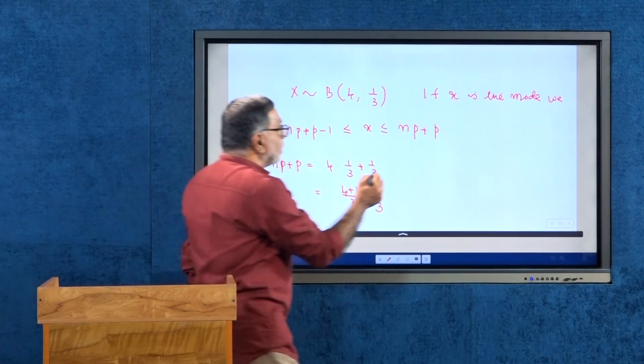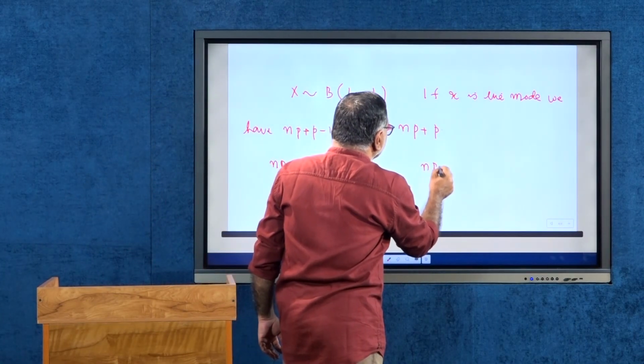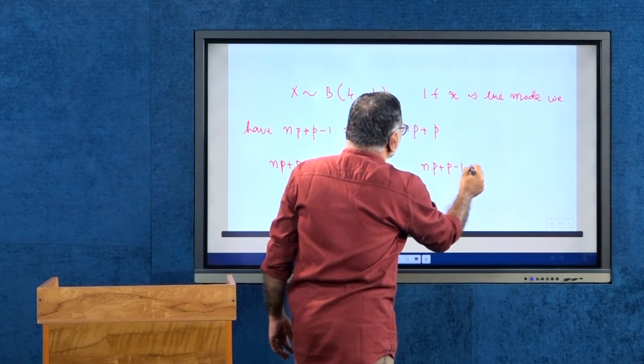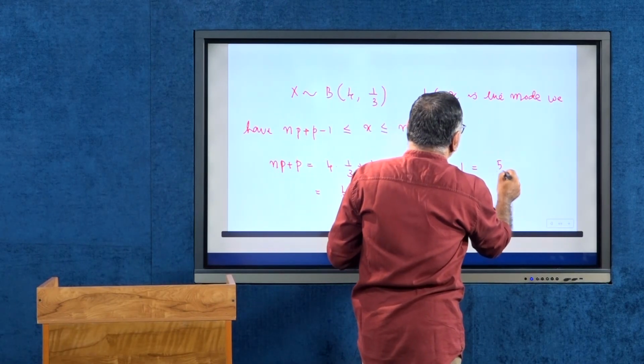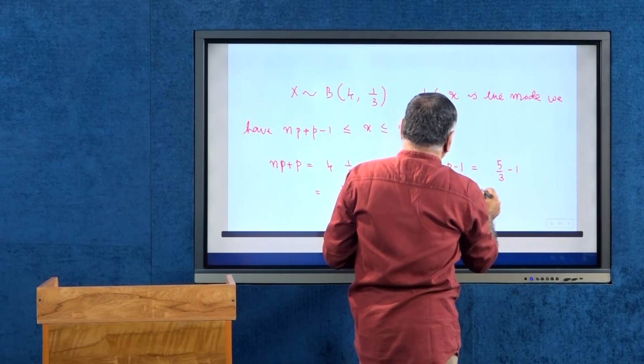Similarly, you find what np plus p minus 1 is. Of course, that is equal to 5 by 3 minus 1, that is 2 by 3.